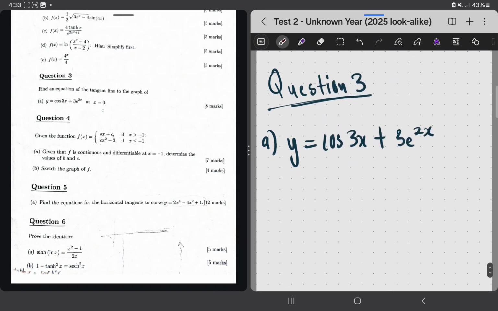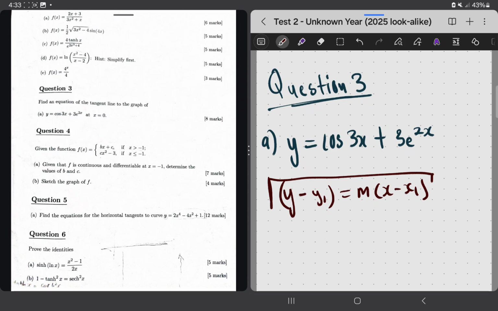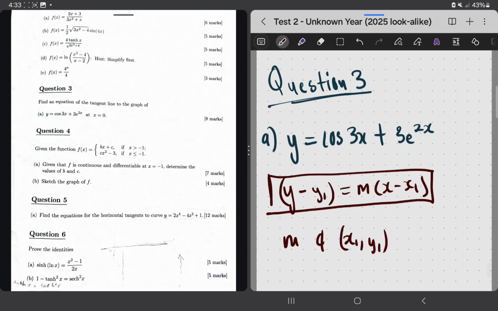We can even start by saying, if we have this point x equal to 0, we can find the y point. Because remember, once they say equation of a tangent, we're going to use this: y minus y1 is going to be equal to m multiplying x minus x1. And to do this, you're going to need two things, my friend. You're going to need m and you're going to need x1 comma y1.